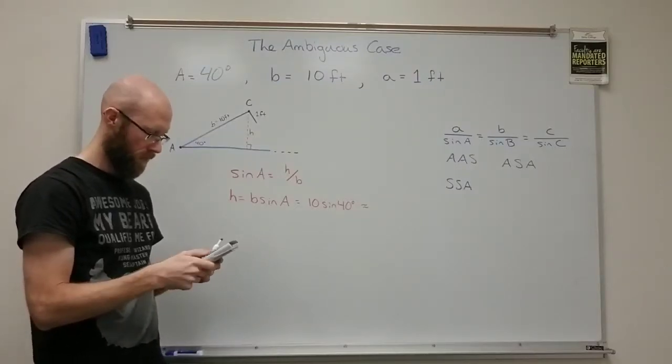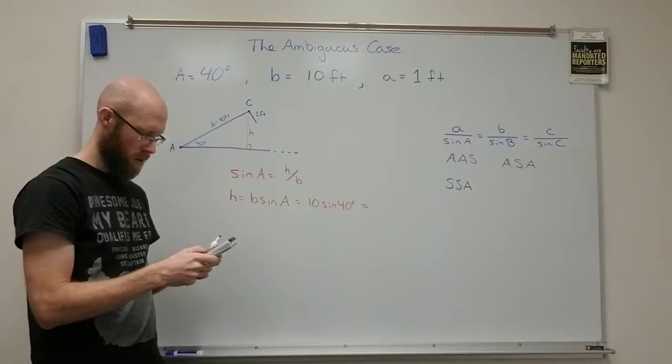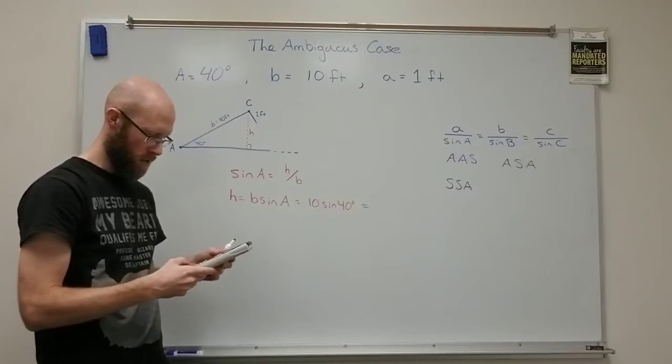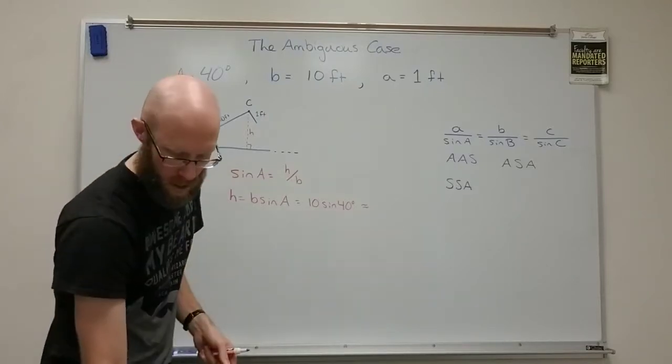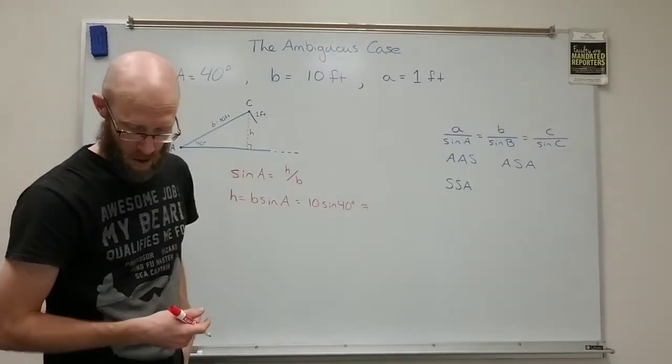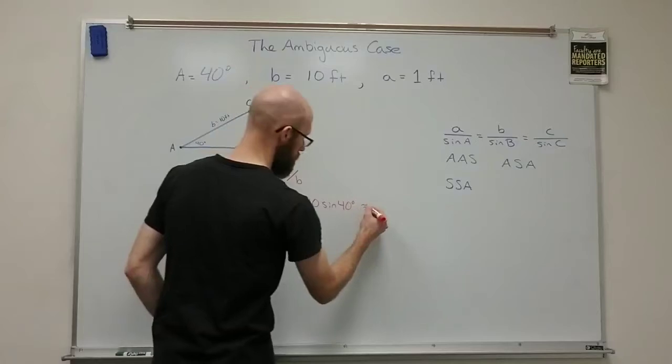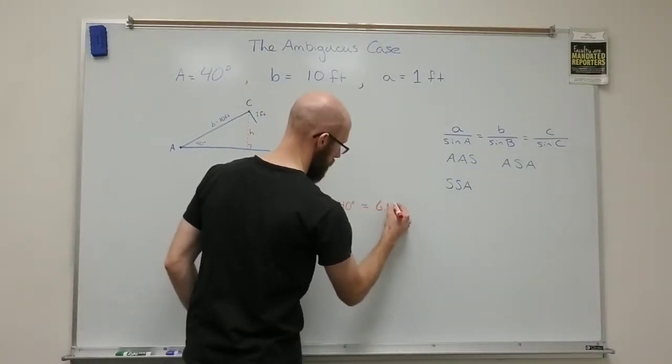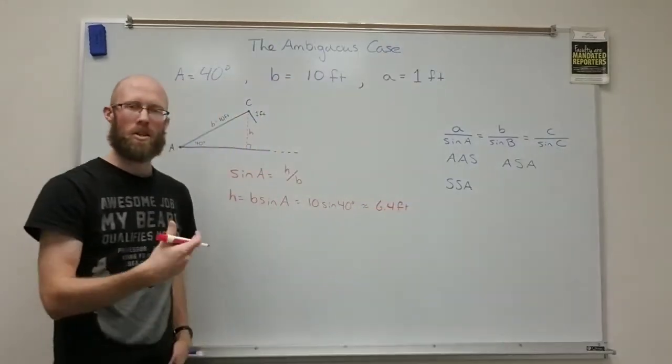Oops. I accidentally tapped an extra button. There we go. 10 sine 40 is approximately 6.4 feet. It's actually a touch over 6.4.